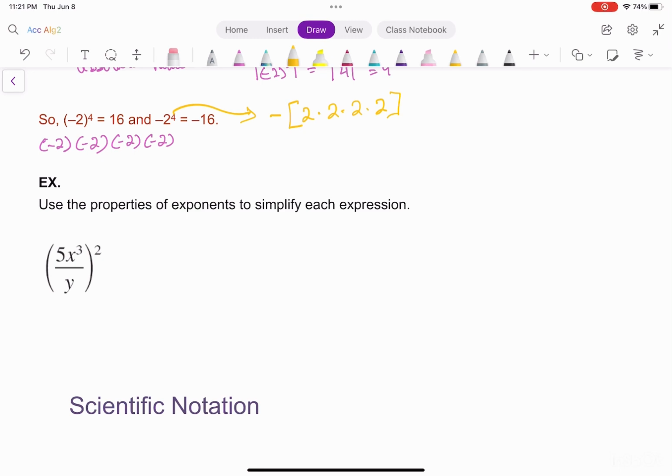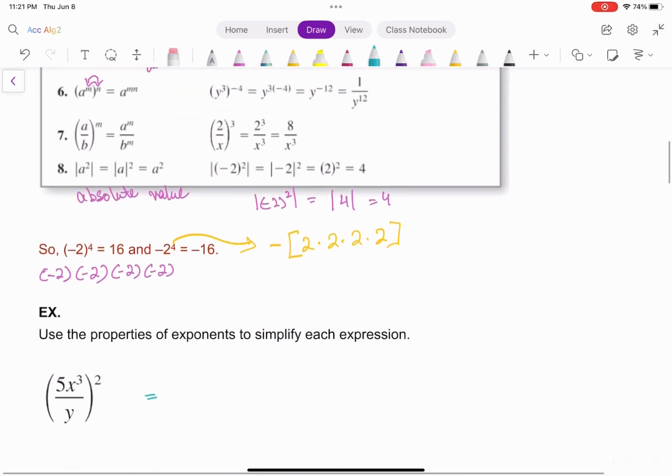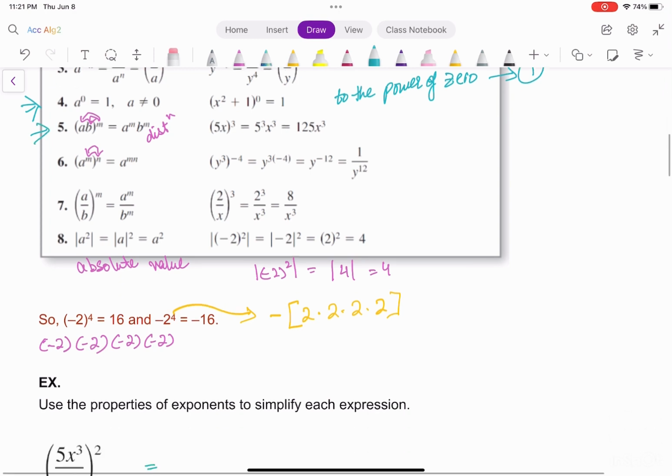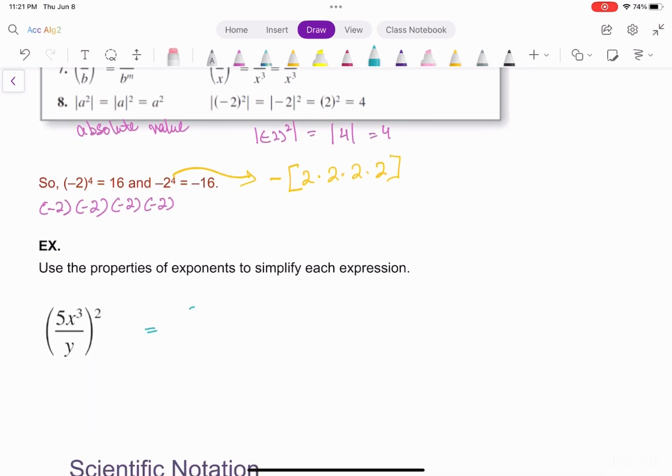Let's take this example. Now, we have the parentheses, right? And 2 is outside the parentheses. So we are using property number 5. So 5 to the power of 2, x will be 3 times 2, because of the 3 and 2, and y to the power of 2. So this will be your final answer.